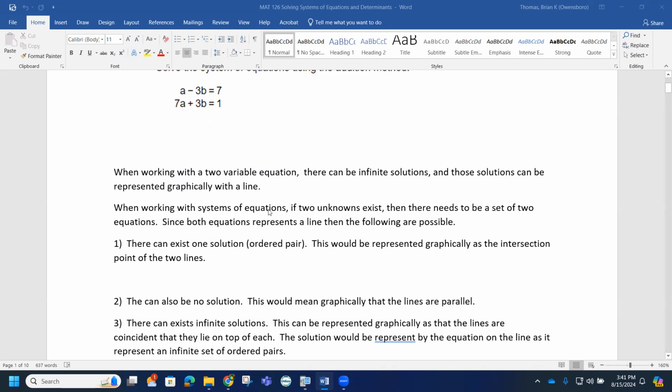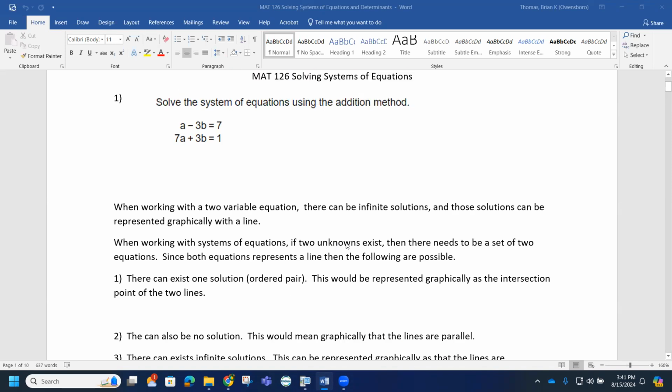But now, if I'm working with a system of equations, like I said, there are two unknowns. If there are two unknowns, there needs to be two equations in the problem. If there are three unknowns, we would need three equations. If there were four unknowns, then we would need four equations. Luckily, for our purposes, we're just going to work with two variable equations, so our systems will only have two equations. This is the beginning of systems, if you will.